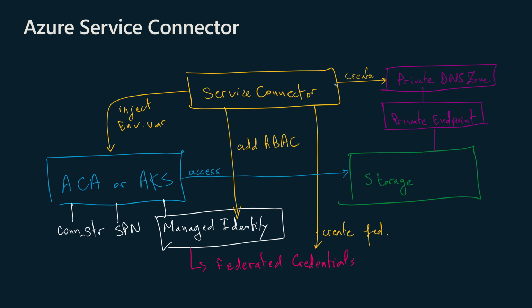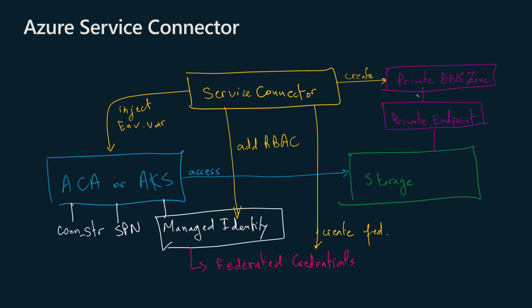Now, in addition to this, the Azure Service Connector will also make sure that your service can connect to the target service, like the storage account right here. So if that storage account is publicly accessible, then that's fine. But if it's behind a private endpoint and the public access is disabled, then the Service Connector will make sure that the private endpoint can be resolved through a private DNS zone. If there is no private DNS zone, then it will create that private DNS zone for you.